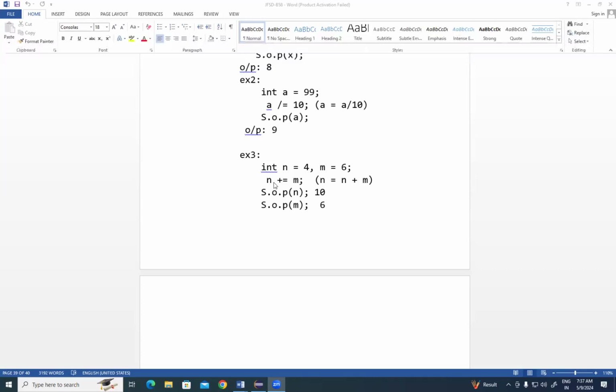What is the n value now? 10. What is the m value still? 6. Here the result is stored in which variable? Is it in the m variable or in the n variable? It is stored in the n variable, because who is there at the left side of this operator? N. Store the result back to the same variable. Who is the same variable here? N. You got my point?